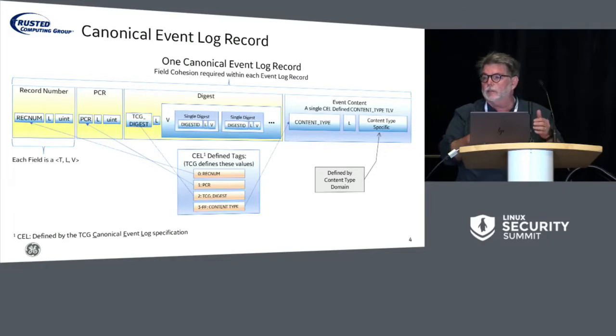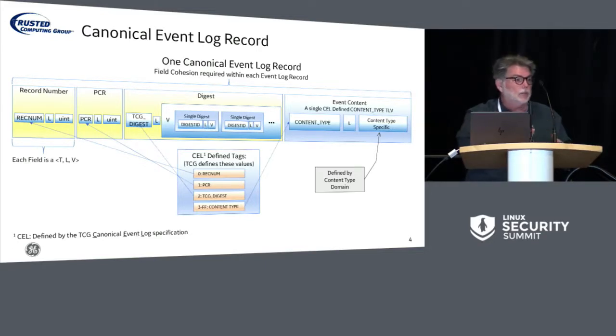And each field itself is a TLV. So we're starting off with a record number, and this solves the problem that David articulated: if you pull the stuff out of IMA, for example, how do you know what sequence? The sequence is incredibly important because that's how you verify it in PCR10. The same applies for the PC client.